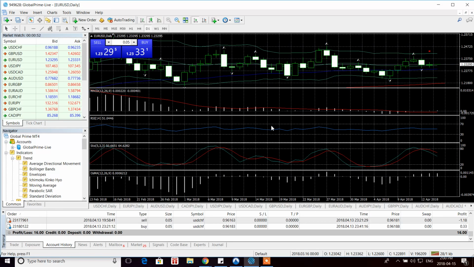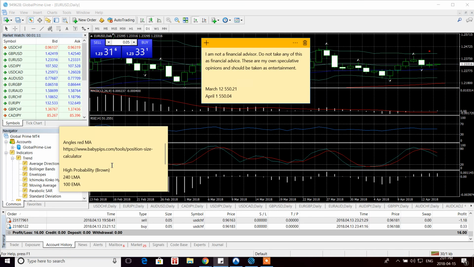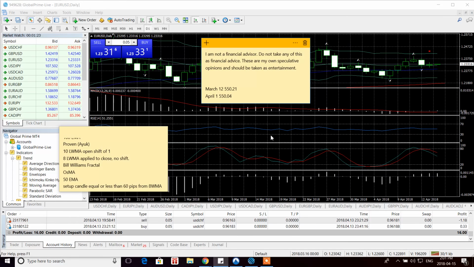Now, in the last month, I'm up 3%. I started with 550.21 cents, and that was about a month ago, March 12th. That's when I started. And we're at April 15th, so a month and 3 days, I'm up 3%.